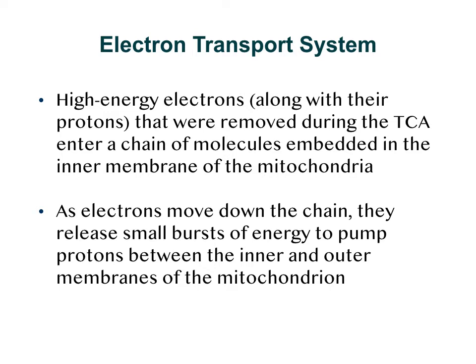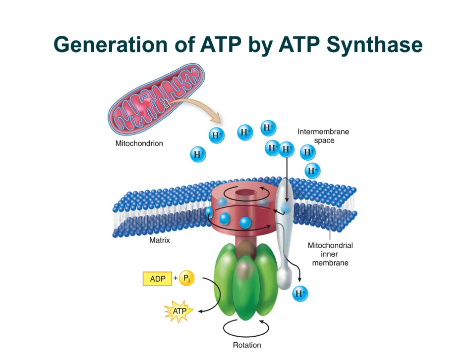were removed during the tricarboxylic acid cycle, enter this chain of molecules that are embedded in the inner mitochondrial membrane. And as those electrons move down the chain, they release small bursts of energy to pump protons between the inner and outer membranes of the mitochondria. So let's look at a cartoon that talks about the generation of ATP by ATP synthase at the inner mitochondrial membrane.